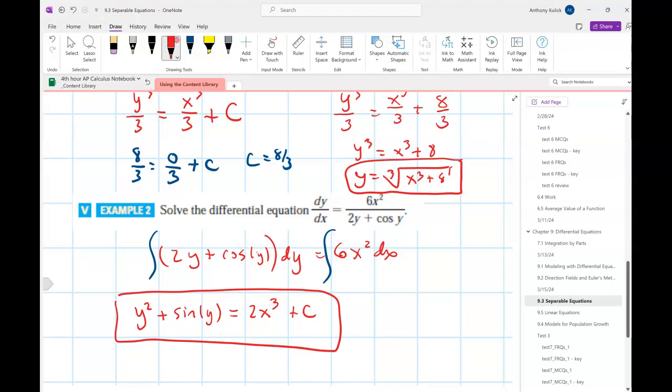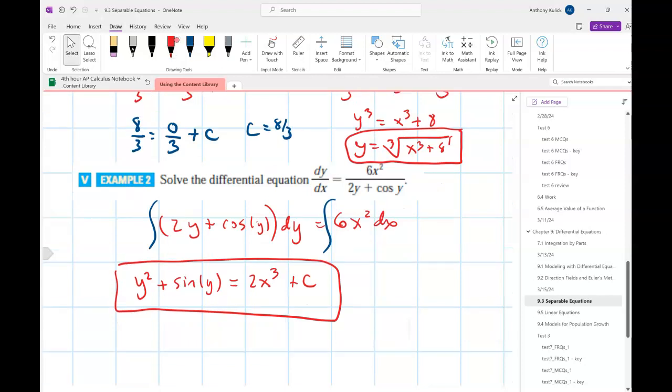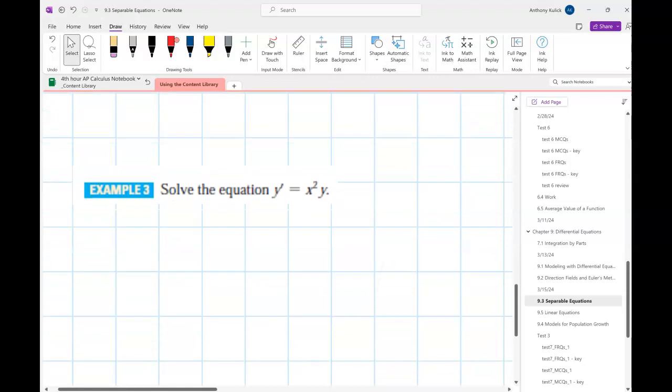Sometimes you can get y by itself. Sometimes you won't be able to. Frequently when you have addition or subtraction going on, it might be difficult to get y by itself, or impossible, in this case. Let's do another.